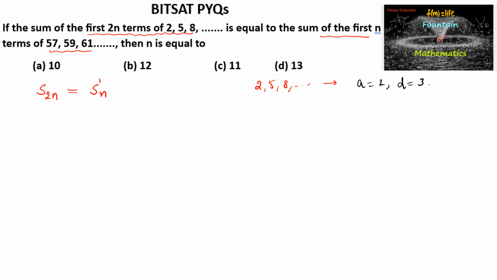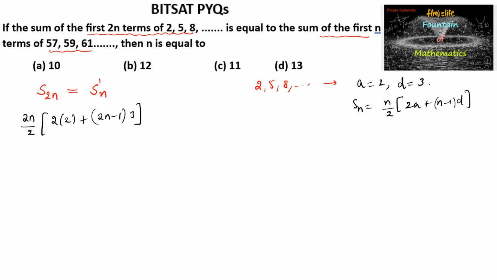The sum to n terms formula is n upon 2 into (2a plus (n minus 1) into d). So we can write 2n upon 2 into (2 times 2 plus (2n minus 1) into 3), the common difference being 3. And coming to the second sequence, 57, 59, 61 and so on, here the first term a is equal to 57 and the common difference d is equal to 2, and the sum to n terms we can write as n upon 2 into (2a plus (n minus 1) into d).